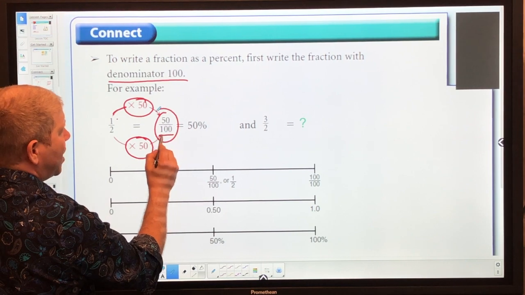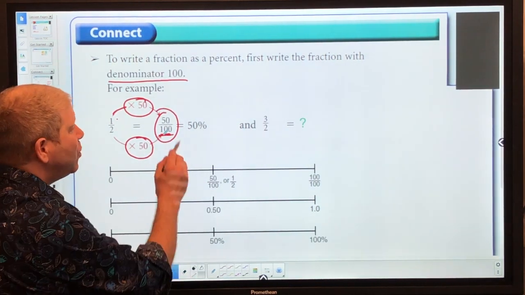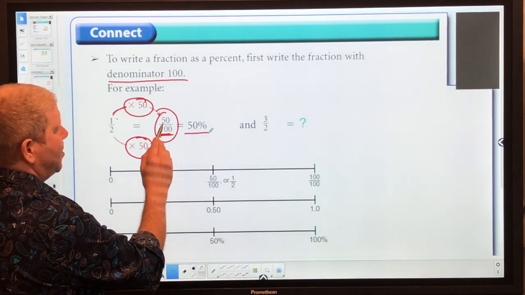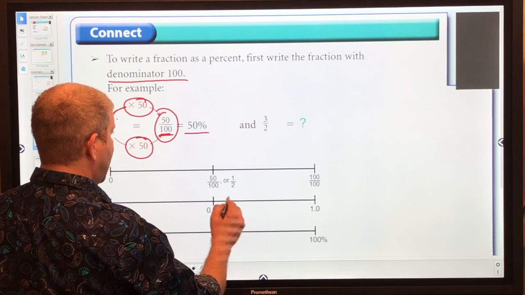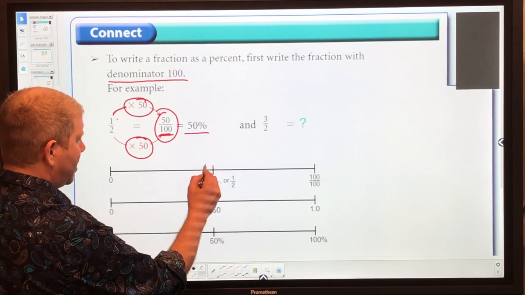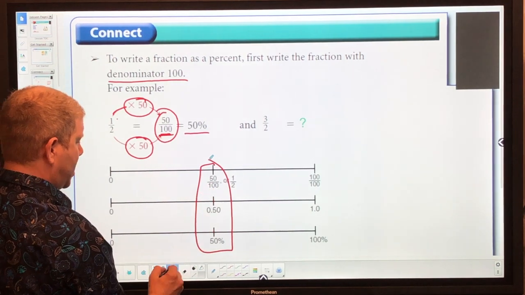And anytime you have a number over 100, I'm just going to reiterate this, the numerator becomes the percent number. 50 over 100 is therefore 50%. And in terms of the number line, there is 50%, there is 0.5, and there is 50 over 100.